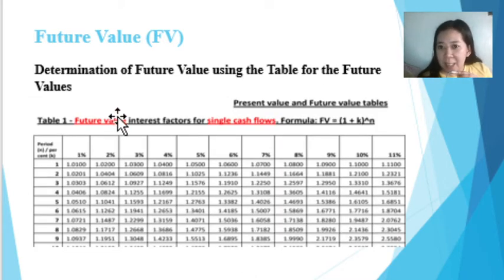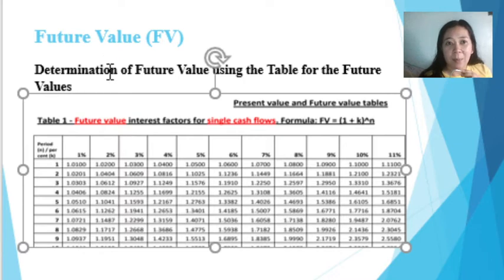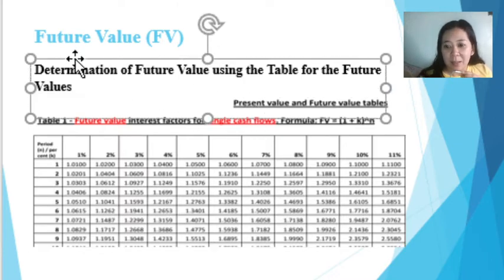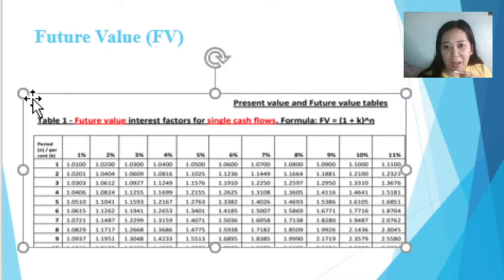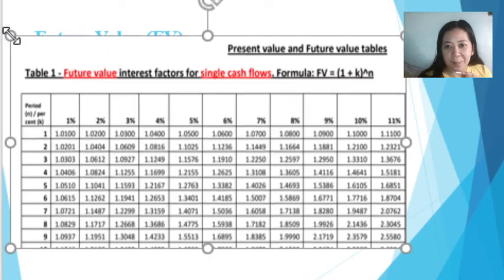Okay, so this is the table that we are talking about. You cannot see it very clear because it's very small. In your module, you also have the copy of that, correct? So here, we will use table 1. In this case, table 1 refers to future value. This is the interest factor for single cash flow. So again, we are still in the single cash flow discussion under the future values. This table 1 will be used for single cash flow.